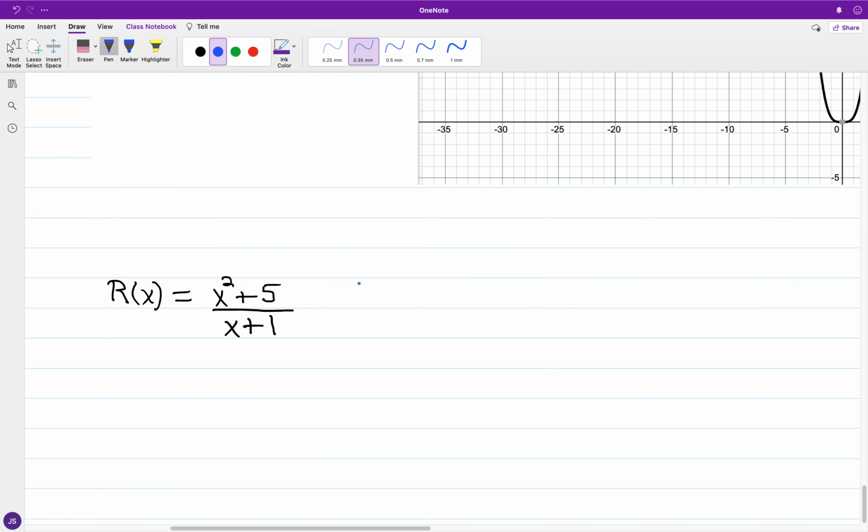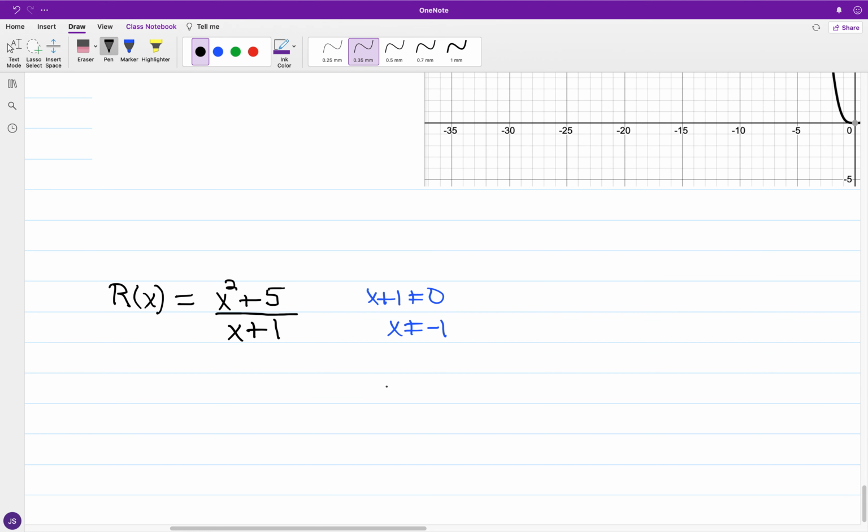Now, if I were looking for the domain, x plus 1 cannot be 0, so x cannot be negative 1. So in the case of the domain, if x is in the domain, there are one of two categories that x will fall in. Either x will be less than negative 1, or it's going to be greater than negative 1. And r of x is already simplified.